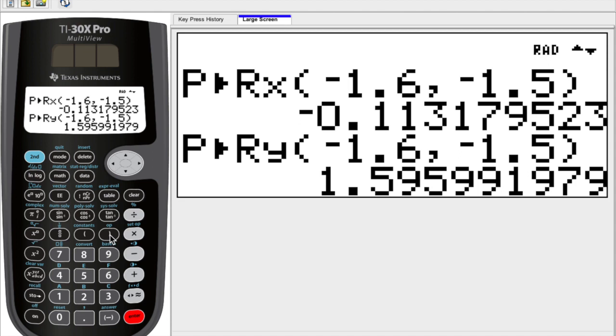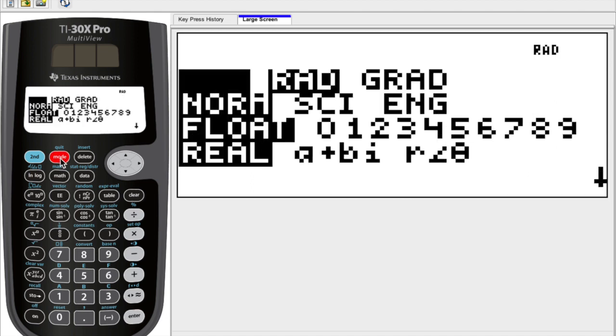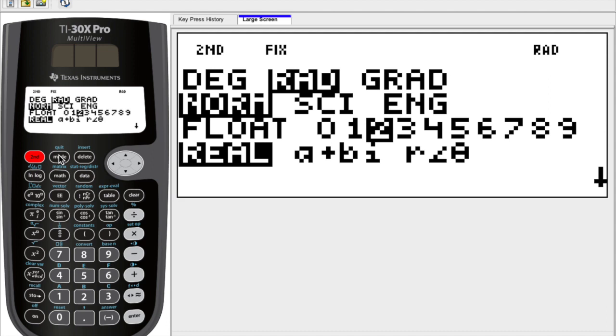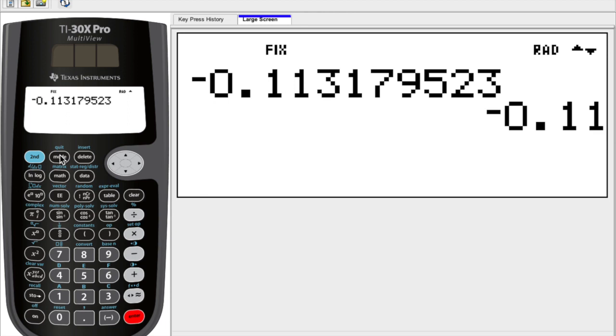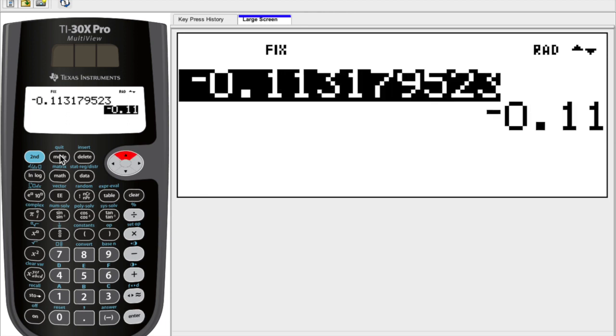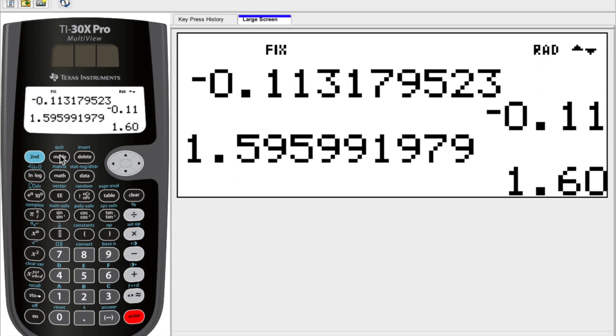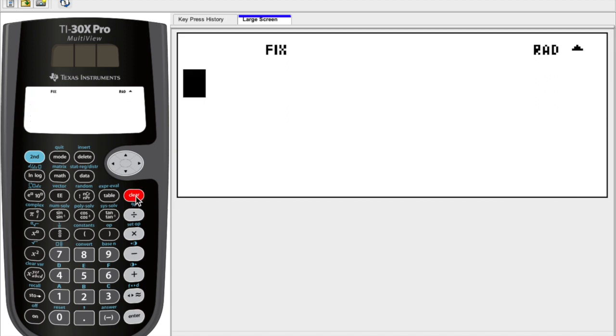Now it may ask you to go ahead and round to 2 decimal places, but I find it easier if I just go into my mode, come over here to float, and say I want to round to 2 decimal places. Once I select that, I can go back up here to my answers, press enter, and it'll round it. There's my x coordinate, and here's my y coordinate. Okay. So I can go ahead and record that as the point negative 0.11 for the x and 1.60 for the y.